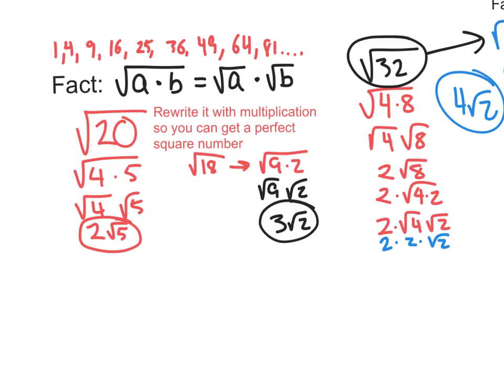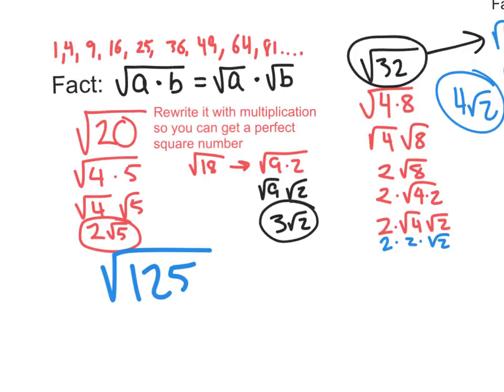Let's try some more. How about the square root of 125? Now, if you have that perfect square number list up here, it's pretty easy. You just look through them. Now, does 64 times something give you 125? No, because 64 times 2 is 128. Doesn't work. 49? No, it doesn't work. 36? No. 25. 25 is the highest perfect square number that actually works.